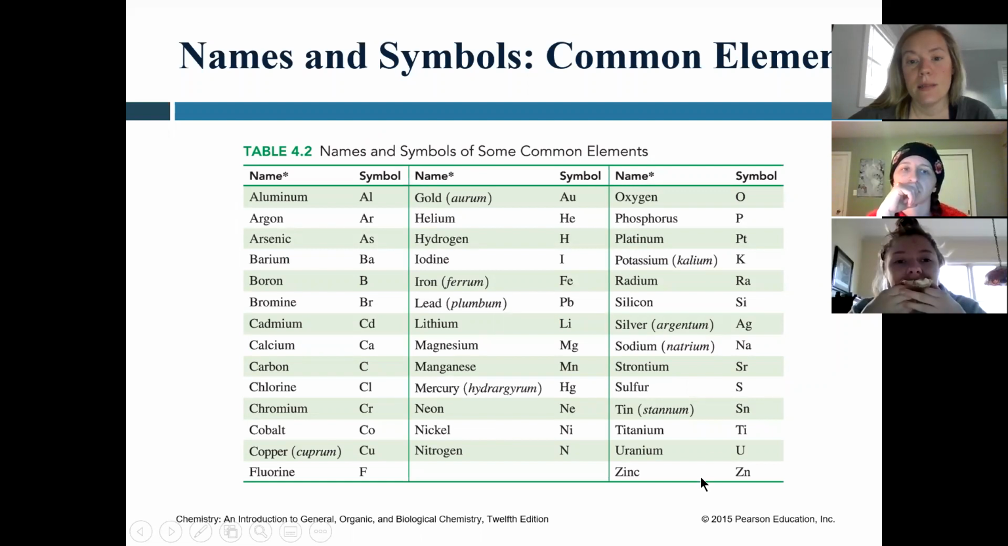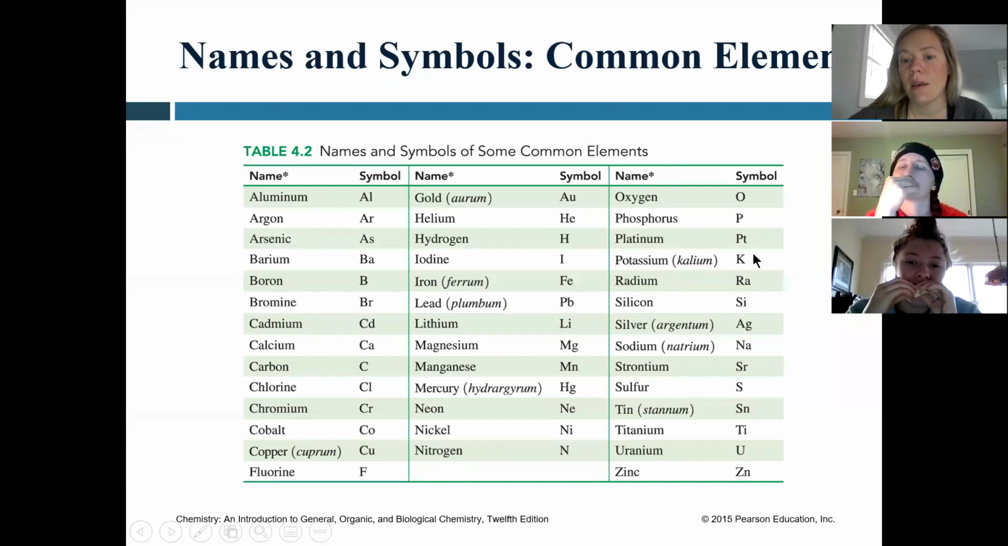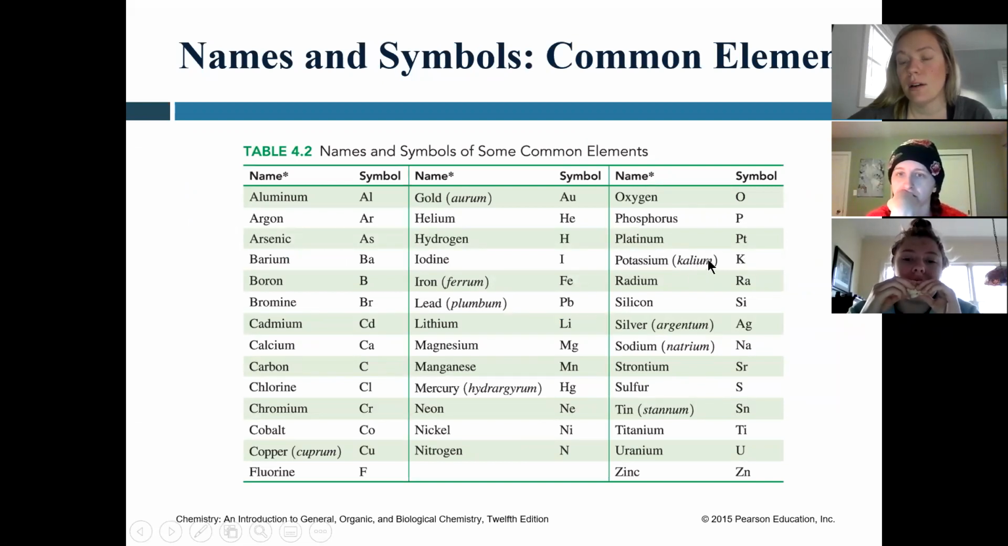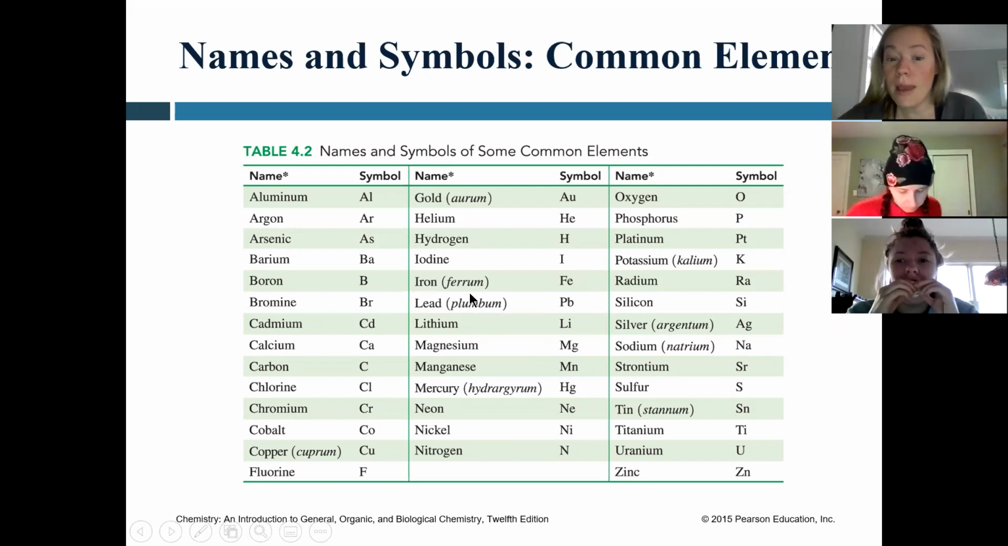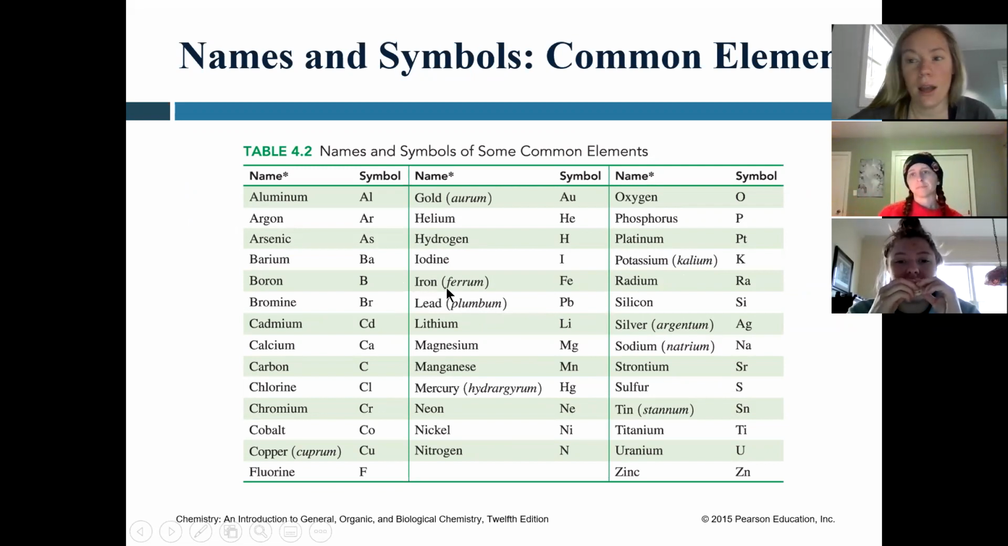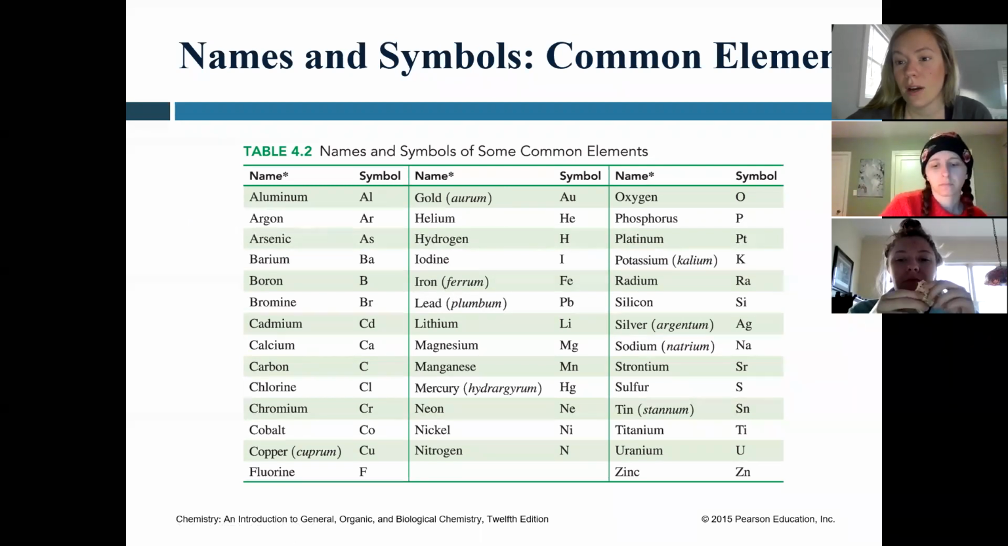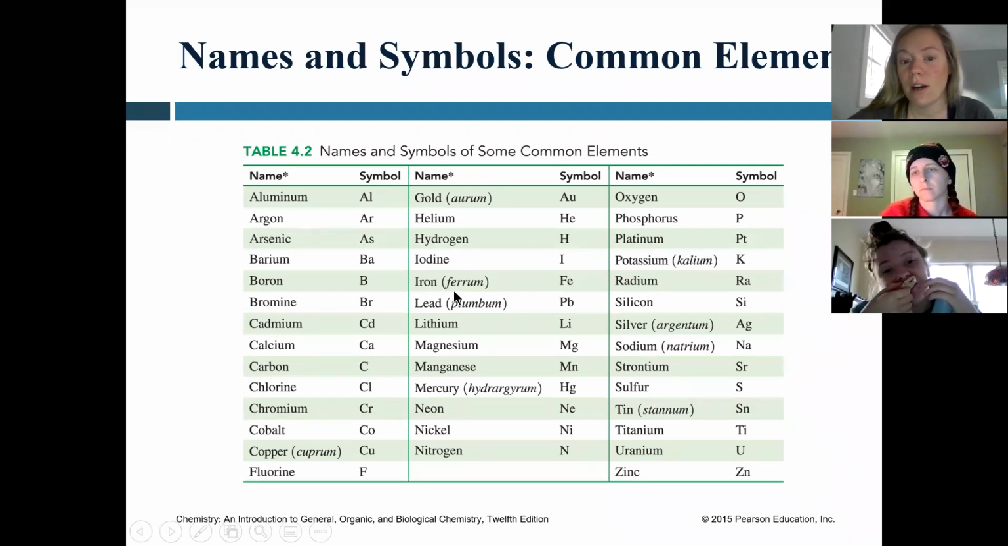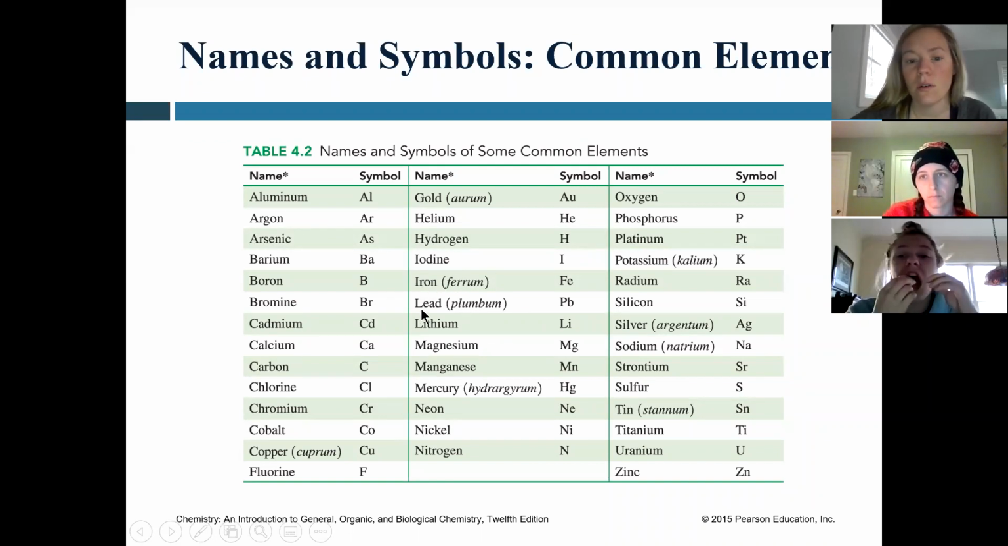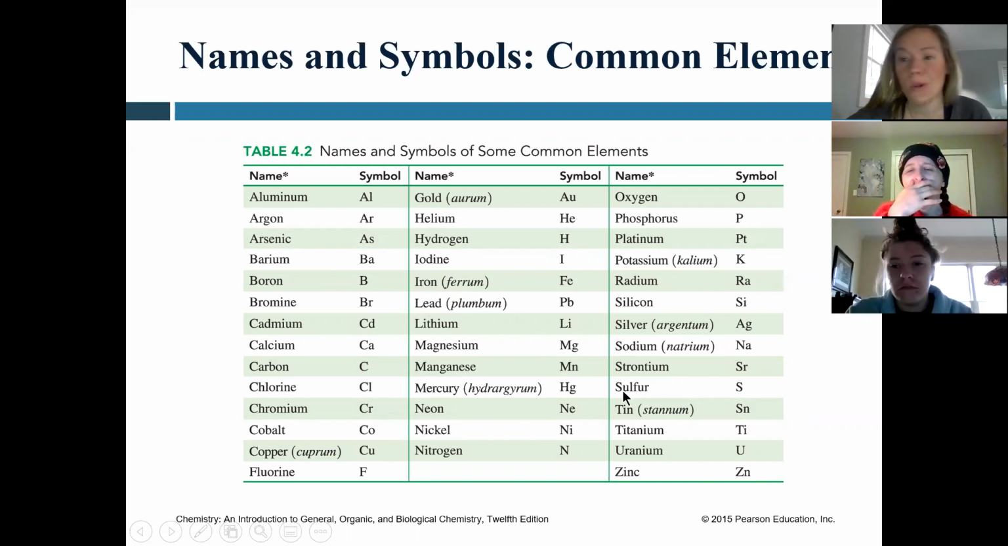Here's a bunch of the symbols. Some of them don't make as much sense, like potassium is K. That's because its Latin root is kalium, which is what it was originally named. Another one, iron, is Fe, because it used to be called ferrum. You may see things written on occasion like ferric acid or ferric oxide. If you see the word ferrous, it's talking about iron. Just correlate those two. You want to be able to match the symbol with the right element.